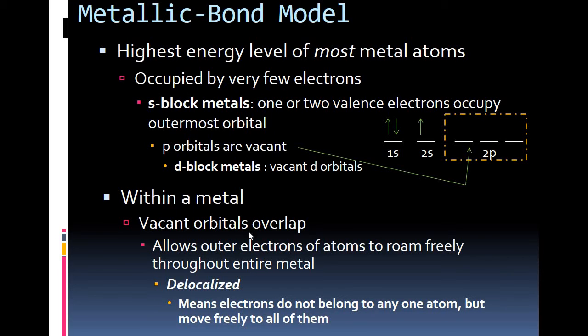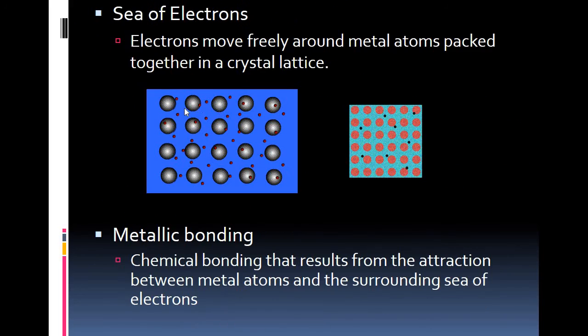And what that does is create what's called an overlap. So the orbitals from one atom overlap the orbitals of another atom, allowing the electrons to move from one atom to the next freely. That's called delocalized electrons. It means the electrons don't belong to any one atom, but they move freely from one atom to the next. I'm going to show you a little something on the next slide of how that actually happens, but it all has to do with this right here. These empty orbitals, those vacant places where there's overlap, allowing the electrons to move from one atom to the next.